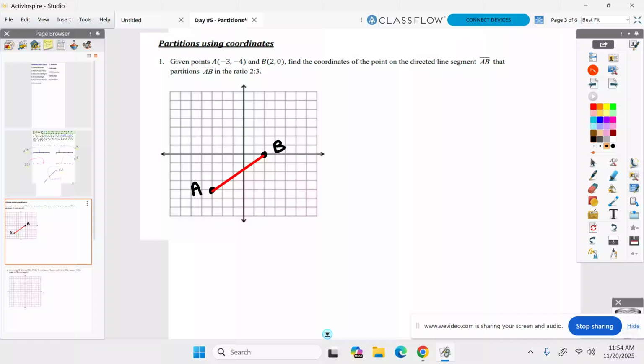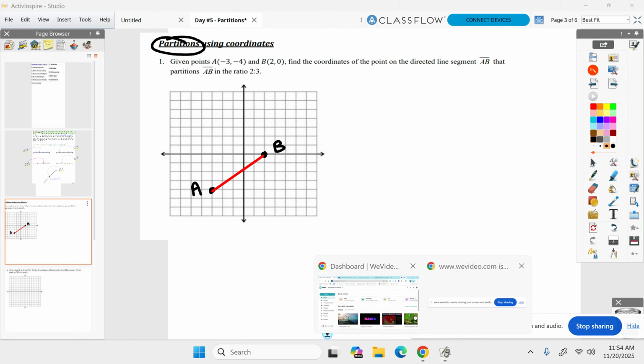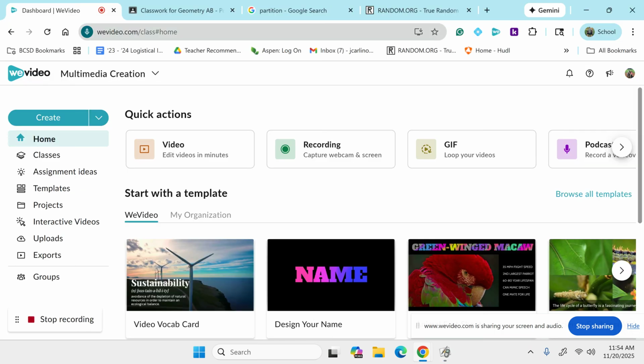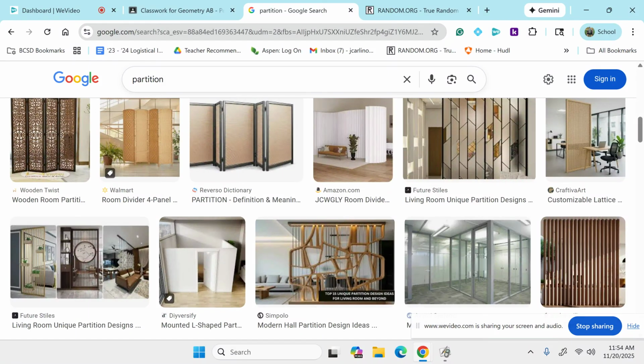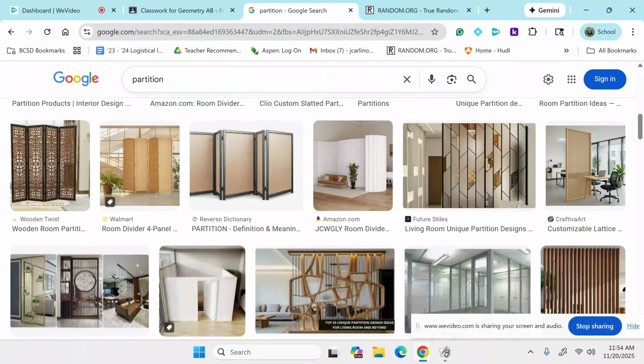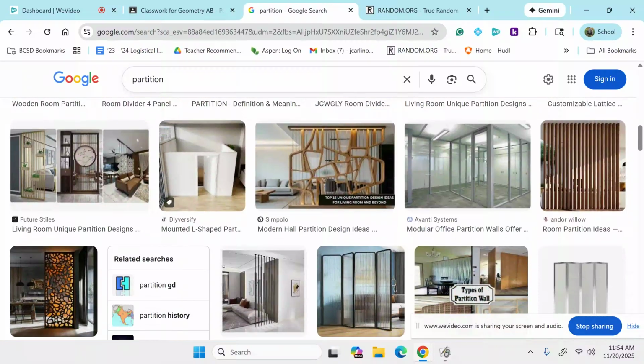Okay, the process we're doing today of breaking up these line segments is called partitioning. You might have heard that word before, like when you go to an office building and things are partitioned, right? Divided up.